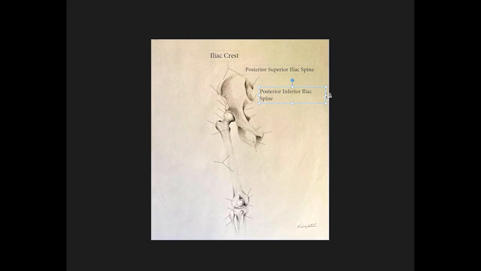And we're going to have the same pattern happening on the anterior side for those anterior spines. Okay, so on the anterior side we have the same pattern. So we're gonna have the anterior superior iliac spine. Okay, that's this little projection of bone right there. And then we're also gonna have the anterior inferior iliac spine.